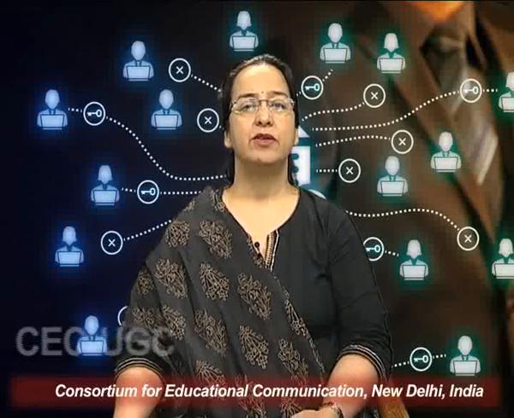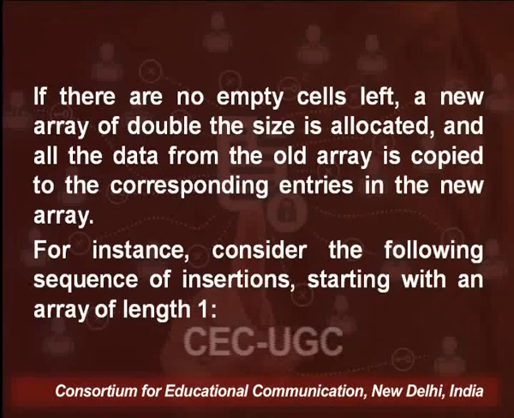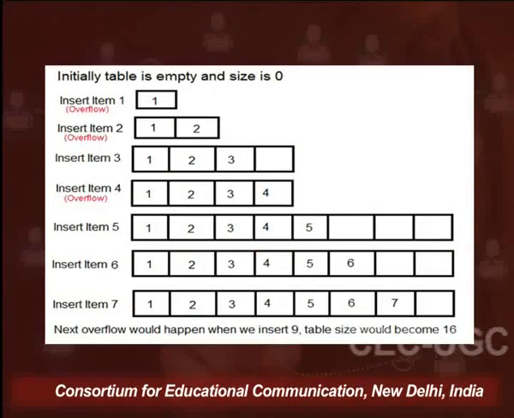For instance, let us consider the sequence of insertions starting with an array length of 1. Now if we want to insert 2, we don't have space. That means we are in a situation of overflow, and we need to extend the table, but the table is not extensible. So we allocate a new table which is double the size. The earlier size was 1, now the size is 2. We have inserted the element. After insertion of the second element, we are again stuck.